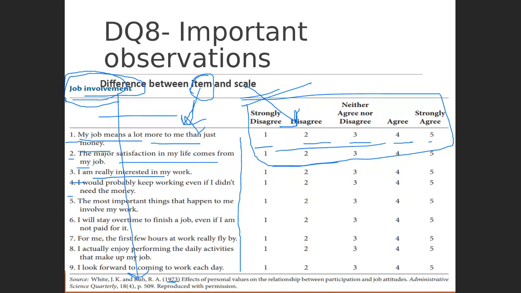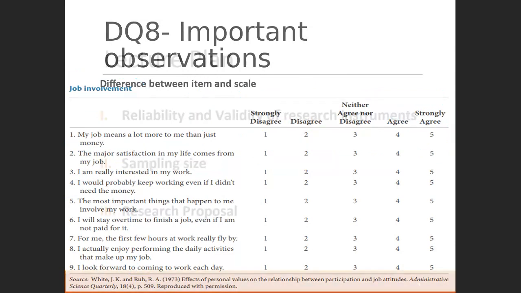So scale refers to the complete research instrument which includes items as well as the measurement of those items, which are commonly referred to as scale. So please clarify this. Whenever we use the term job involvement scale, job involvement questions are included, and the parameters which are used to measure the job involvement questions are included as well. So this is the misconception which I needed to clarify, which was regarding your DQ8.